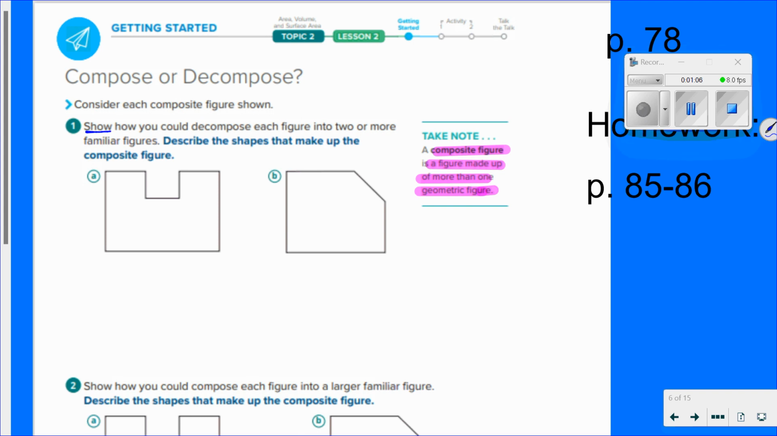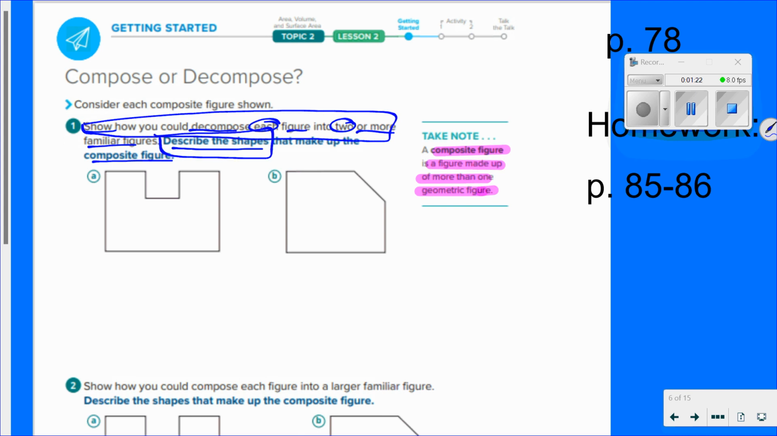So we need to show how you can decompose each figure into 2 or more familiar figures. Describe the shapes that make up the composite figure. And they gave us our definition. So we need 2 parts. Show how to decompose it and describe the shapes.